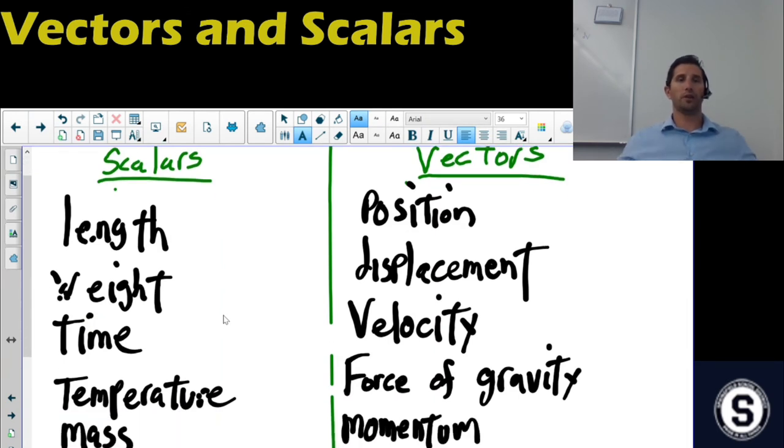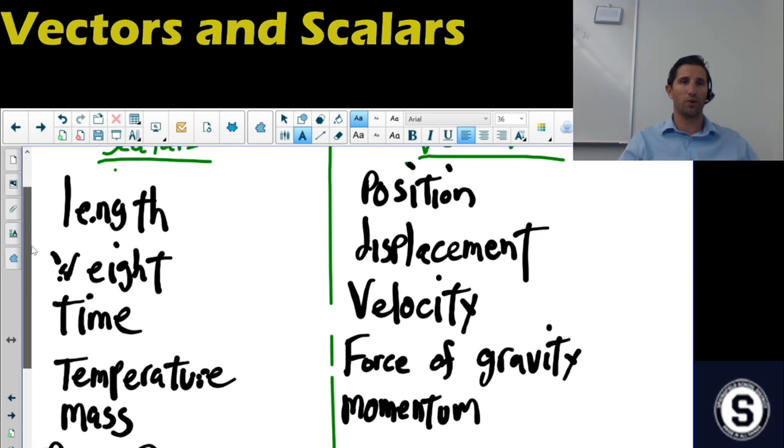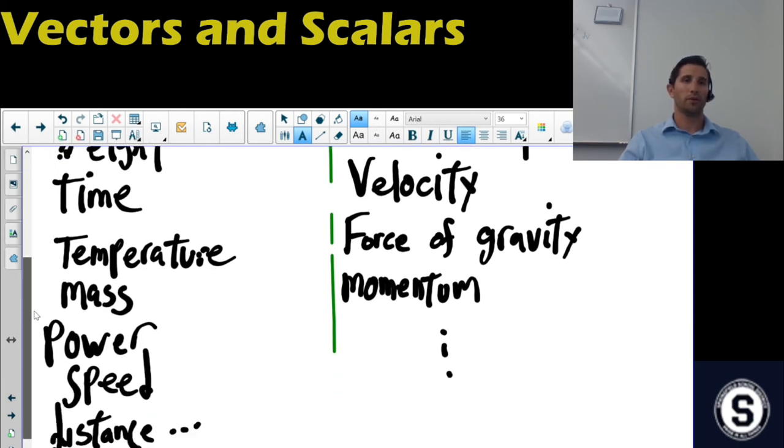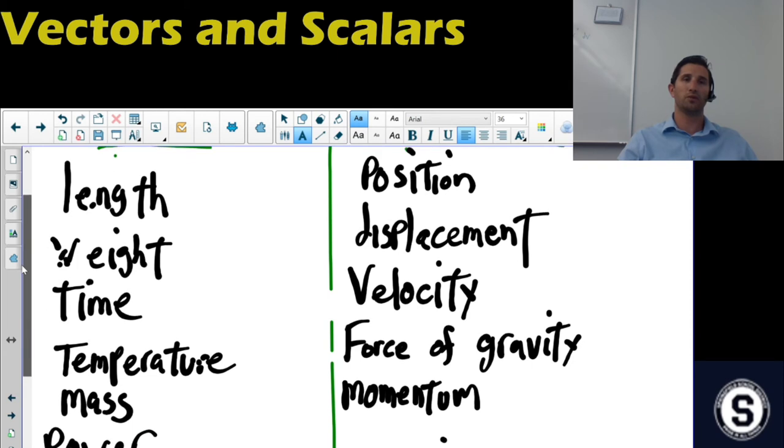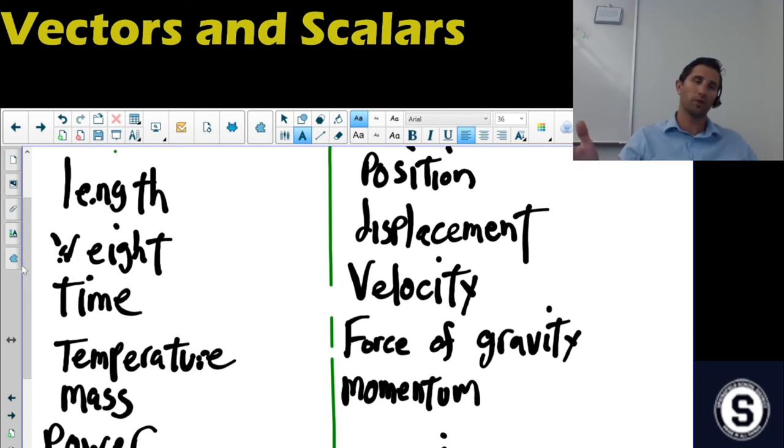So I made a list. Here are some scalars. Length is an example. Weight is an example. You can't say, well, I weigh 170 pounds to the north. That's crazy, right? So direction doesn't go with that. Or time, temperature, mass. These are all examples. Power, speed, distance. These are all examples of scalar quantities. They only have an amount. Of course, they have units, right? So we could say, 170 what? Pounds. We could say the temperature outside is 70 degrees Fahrenheit. So they have units, but they don't have a direction.